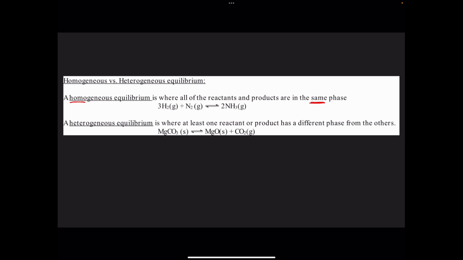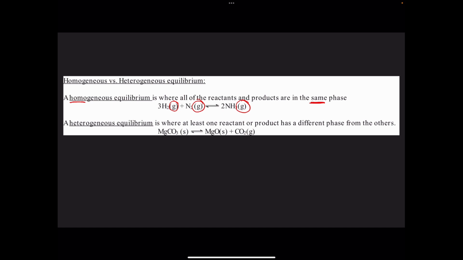So here with the reaction of hydrogen with nitrogen to produce ammonia, my hydrogen and nitrogen are gases. My product is a gas. They're all the same phase, so it's a homogeneous equilibrium.